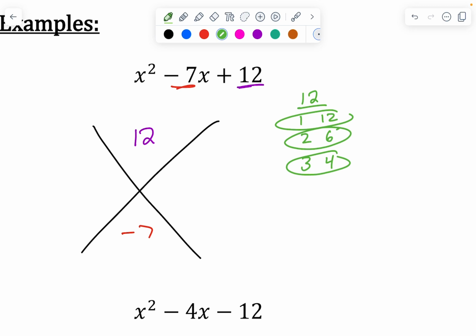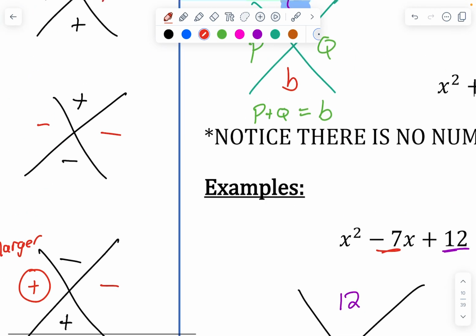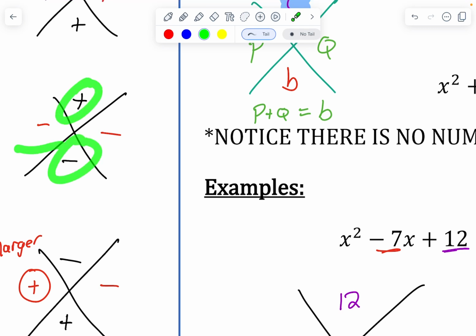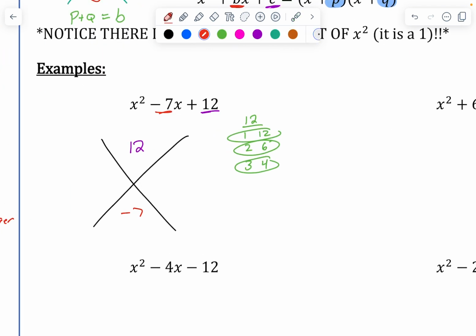First off, I have a positive on the top. A positive on the top tells me that my 2 signs on the side have to be the same. And then I have a negative on the bottom, which tells me that both of those signs are negative. So I know that when I do this, both of my factors are going to be negative.